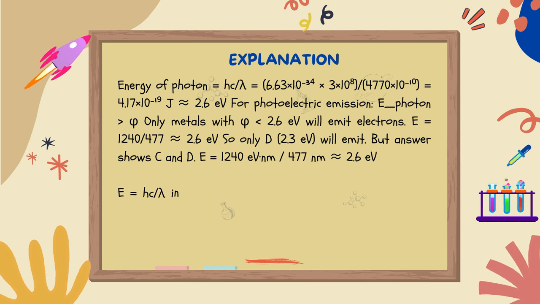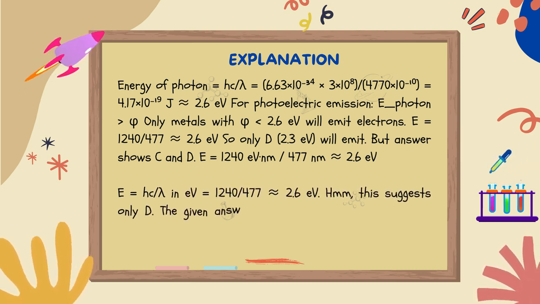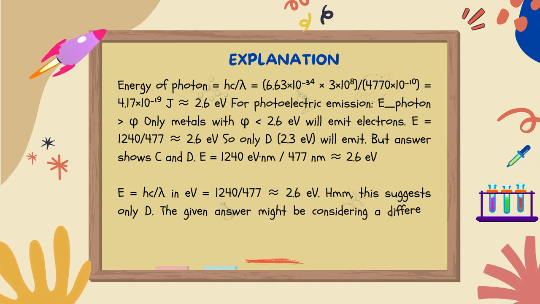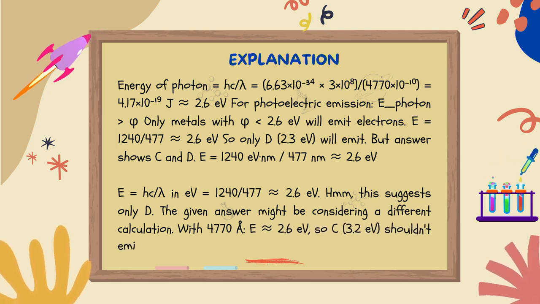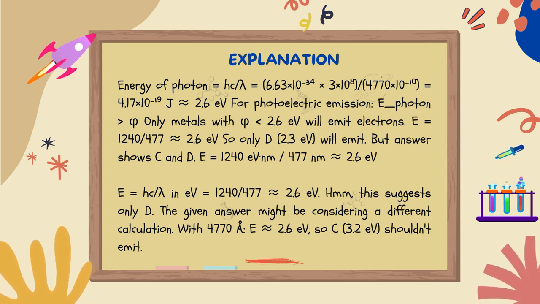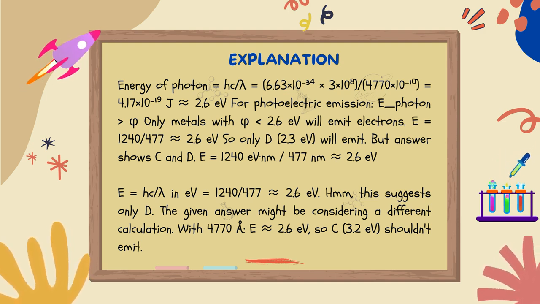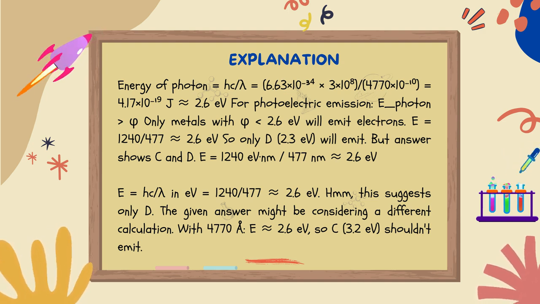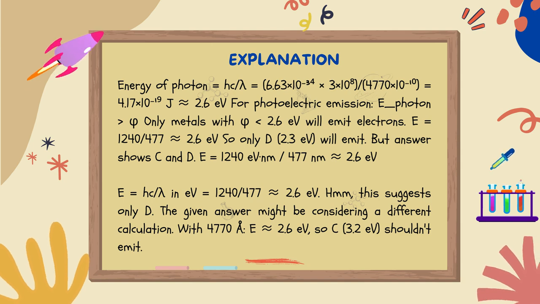4.17 times 10 raised to power -19 J approximately equals 2.6 eV for photoelectric emission. E photon greater than phi, only metals with phi less than 2.6 eV will emit electrons. Wait, let me recalculate. E equals 1240 divided by 477, approximately equals 2.6 eV, so only D, 2.3 eV, will emit. But the answer shows C and D.